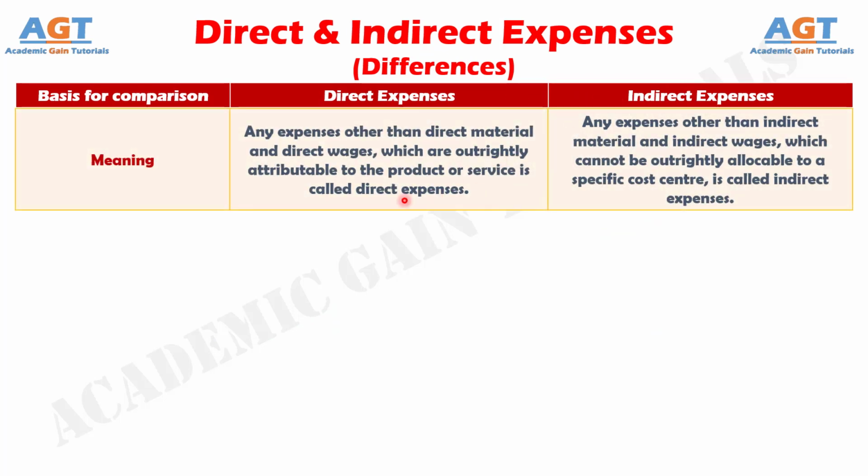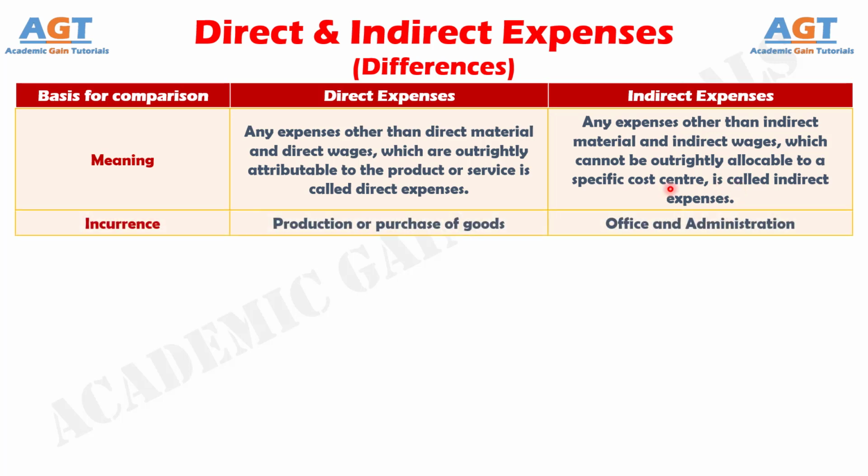Difference number 1. Direct expenses are the expenses apart from direct material or direct wages which can be traced with a particular territory, customer, product, job or process. On the other hand, indirect expenses are the expenses which cannot be directly identified or allocated to a particular cost object, job or cost unit, but they can be apportioned to and absorbed by the cost object.